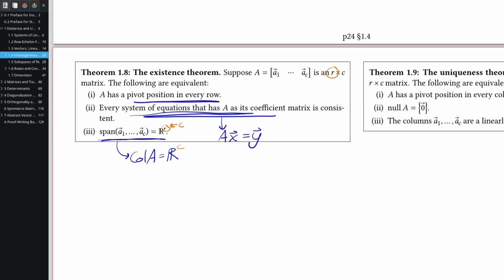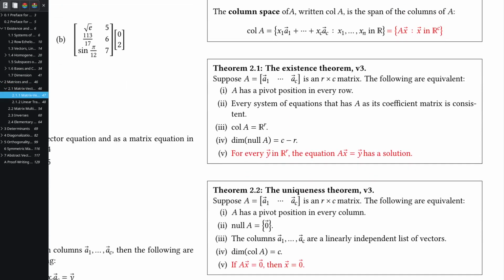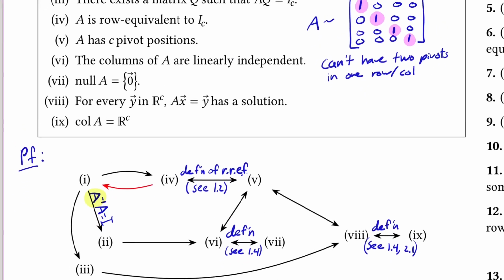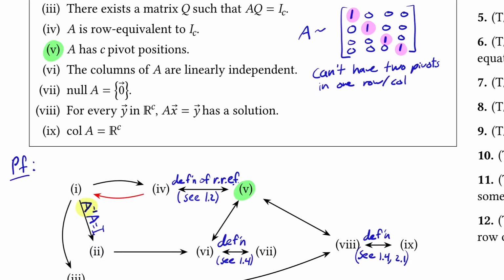Now, if you're not sure why these things are the same, it might help to go look at where we defined what A times X means. That was in 2.1. There's another version of the existence theorem here that makes that more explicit: if A has a pivot position in every row, then every system of equations that has A as its coefficient matrix is consistent, which we can now write like this. So those are all equivalent. So that connects 5 with 8, this always being consistent.